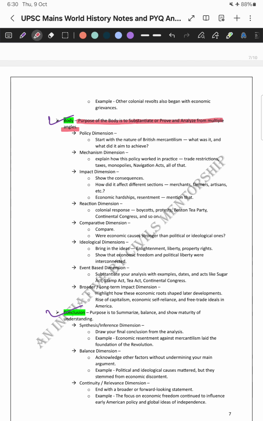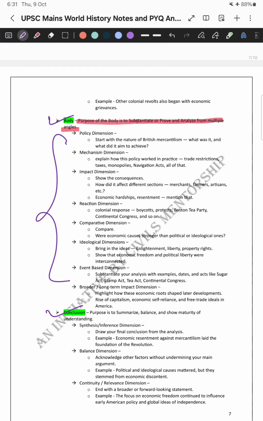Your body should also be divided into multiple dimensions. So this is where you need detailed notes. Suppose in this case, I have given an example of around 8 dimensions. So it's not that you need to write all the 8 dimensions in your answer. Based on the word limit and the marks, you can write as many dimensions as you can. So the body has 8 dimensions.